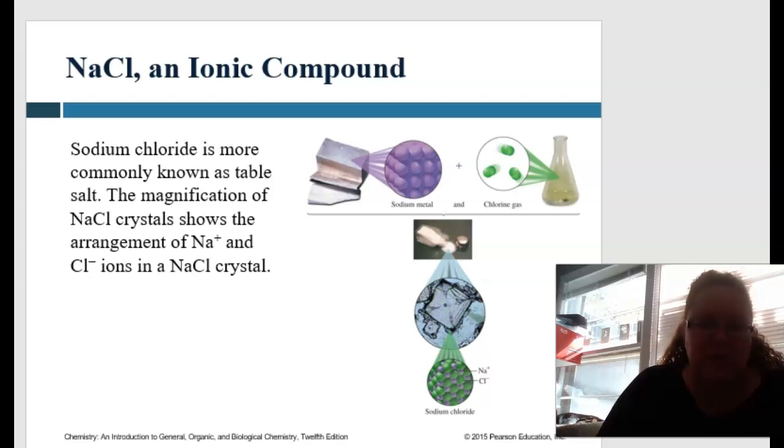The magnification of NaCl crystals, or sodium chloride salt crystals, shows the arrangement of sodium ions with a positive charge and chloride ions with a negative charge in a sodium chloride crystal. You can see the sodium in purple, and chlorine is a gas. When they are combined, you can see this is how they are actually organized.